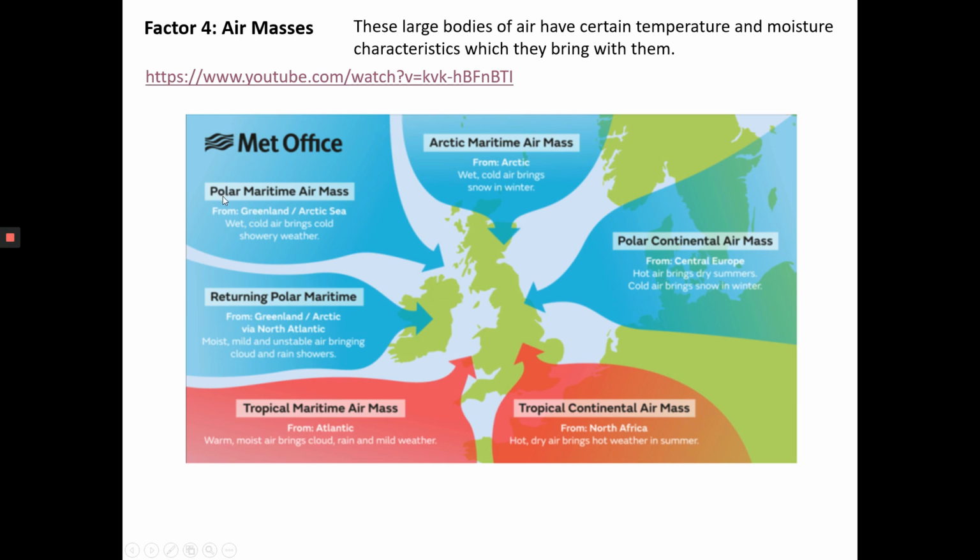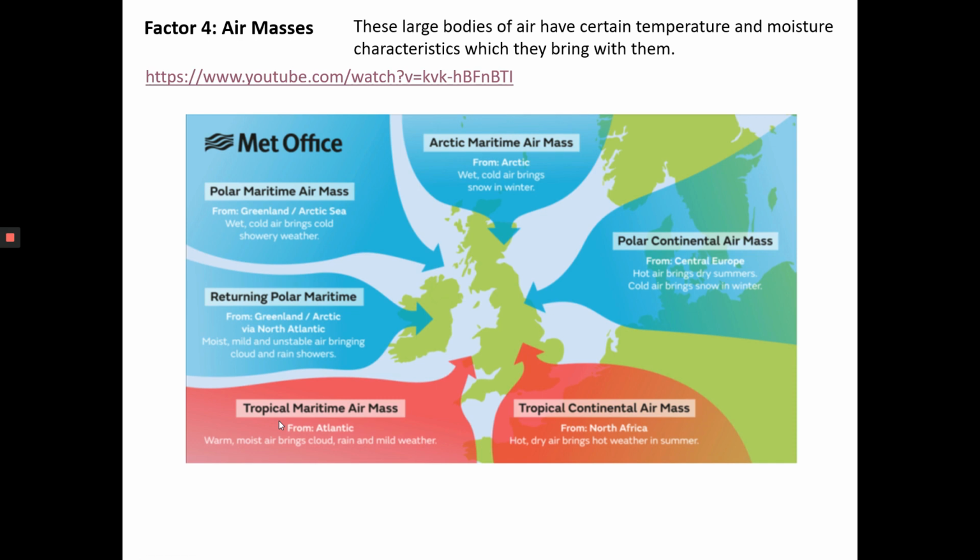If we go this way around, so polar maritime. So polar means it's cold. This is the air mass that comes from Greenland and Canada. So cold, polar, maritime, wet. So again, this brings cold, wet weather. Down here, we've got another polar maritime one, returning polar maritime. Again, polar, cold, maritime, wet. So we go down here, you've got the tropical maritime air mass. So this is the air mass that comes from kind of the Caribbean and kind of the Atlantic Ocean.